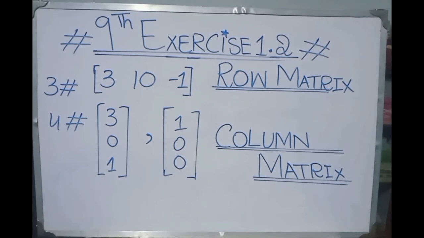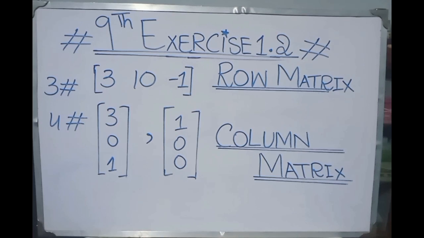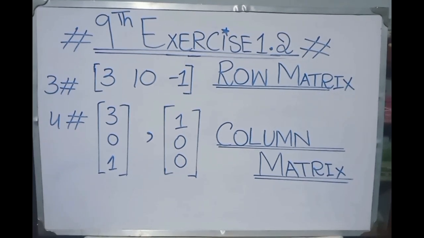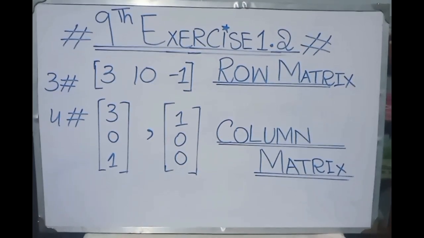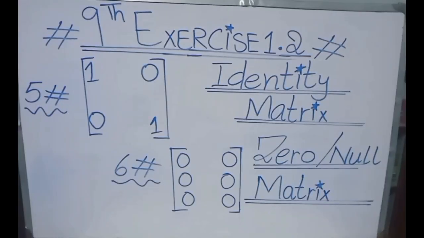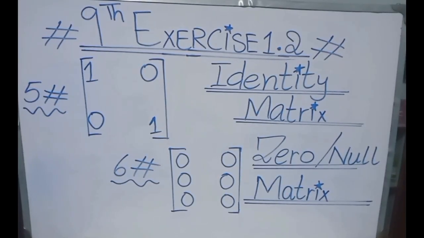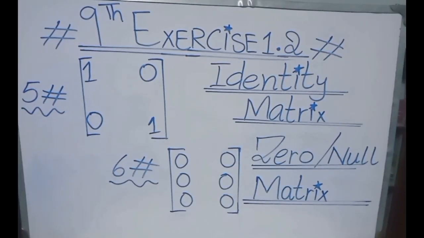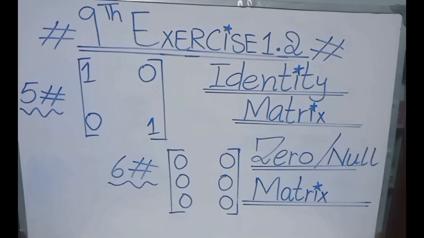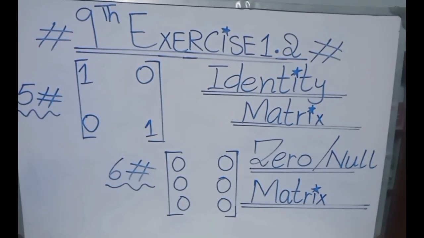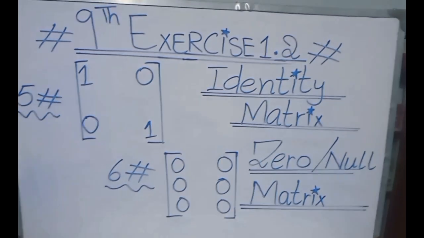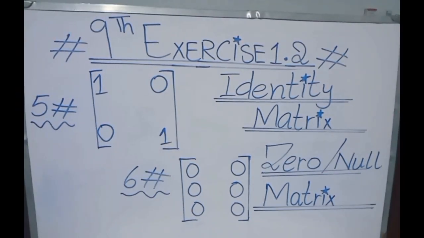And now I have got in question number 2 another 2 types of matrices, which are number 3, the row matrix, and number 4, the column matrix. And now I have got another 2 types of matrices in question number 2, which are number 5, the identity matrix, and number 6, the zero or null matrix. And now we will simply move towards our next and the third question.